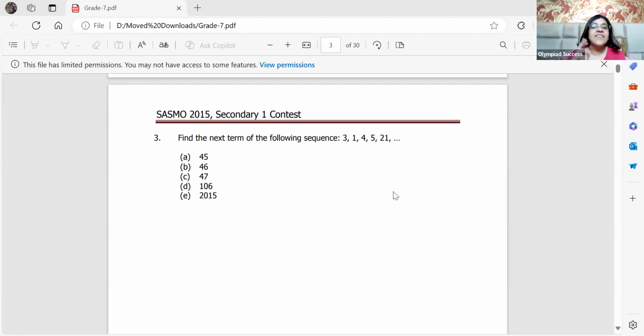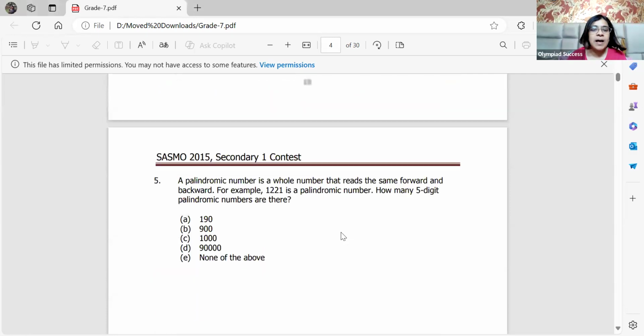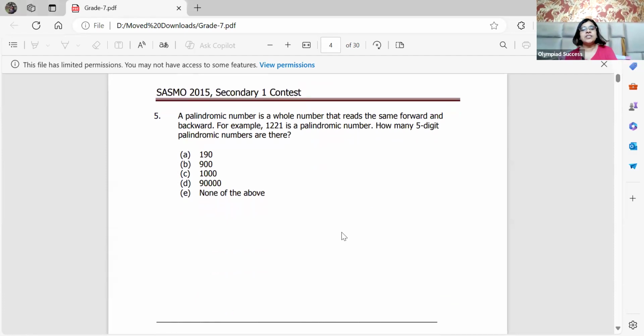Very nice. Now I'll directly jump you down to the fifth question, Arnav. This is on palindrome. Do you know what palindromic numbers are? Yes, it's like when you reverse it, it's the same. They're asking you how many five-digit numbers are possible. This is combinatorics, right? How many 5-digit palindromic numbers are there?